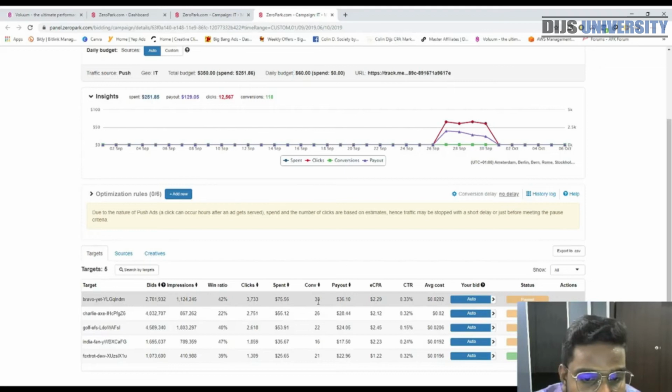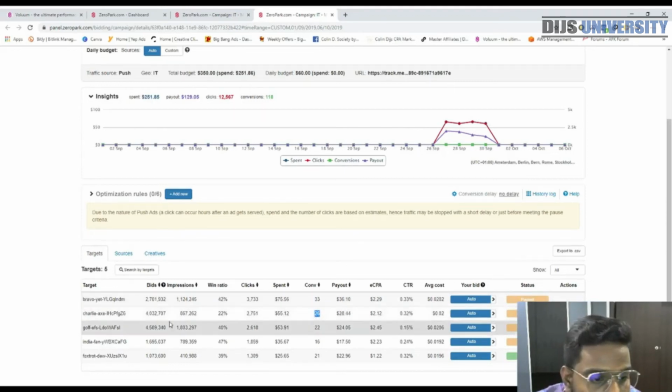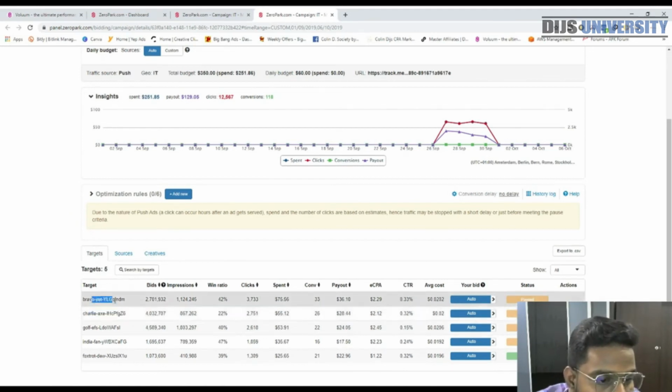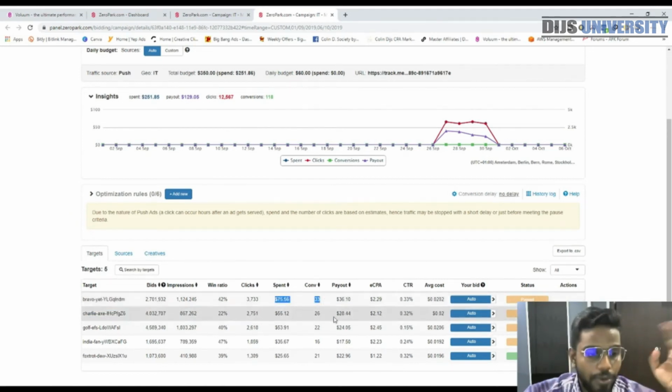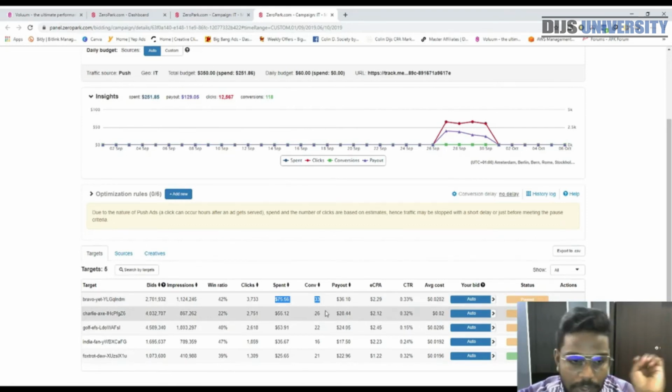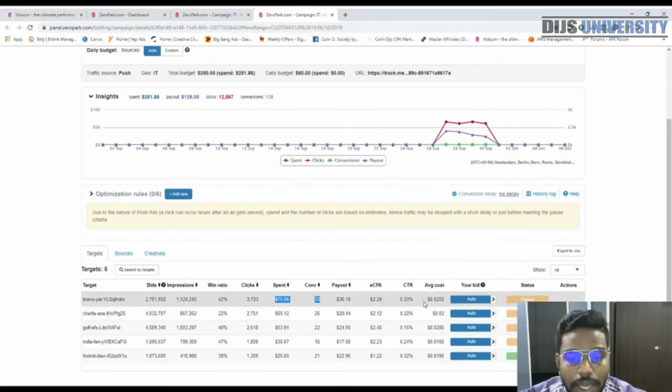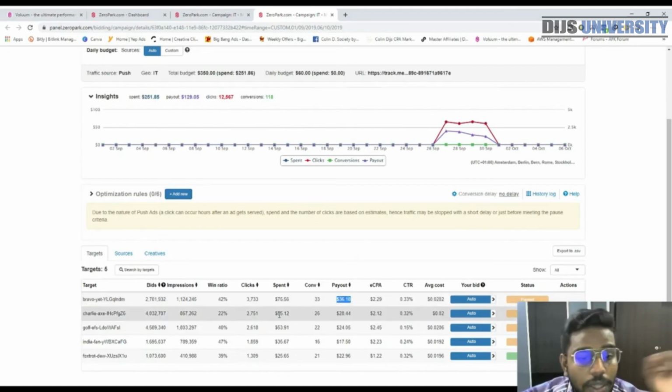So this was the best, and I think this was good as well. This was good. This is good actually. So Charlie X and Bravo Yet, both were very good targets which made a lot of conversions, but still it was on a losing average, but it did not go more than the amount spent. We spent $75.56, where we only got a payout of $36.10, while this one we spent $55.12, where we only got $20.44.